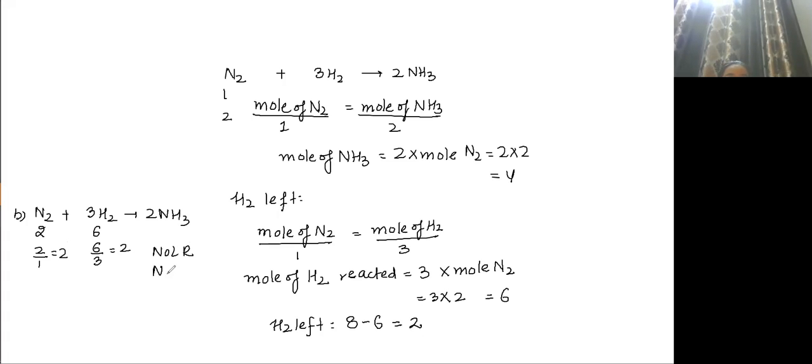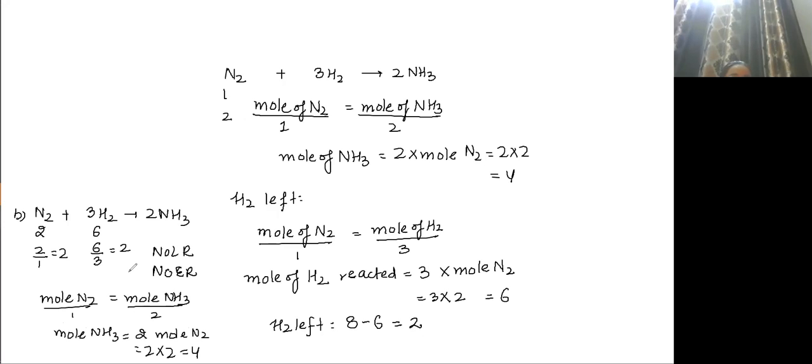How will you find out moles of NH3? You can find moles from N2 or you can find from H2. Both you can find out. So moles of N2 by 1 is equal to moles of NH3 by 2. So moles of NH3 is equal to 2 into moles of N2, that is 2 into 2, 4.